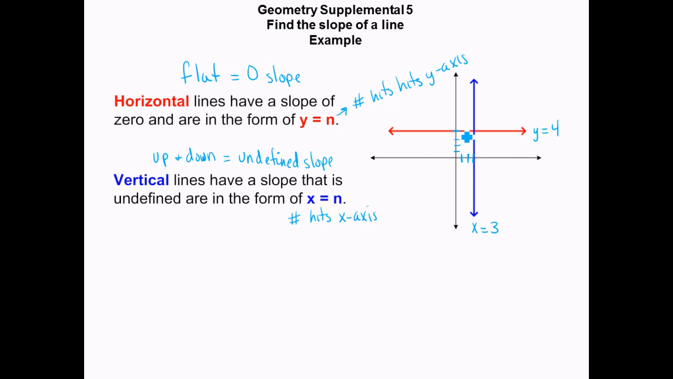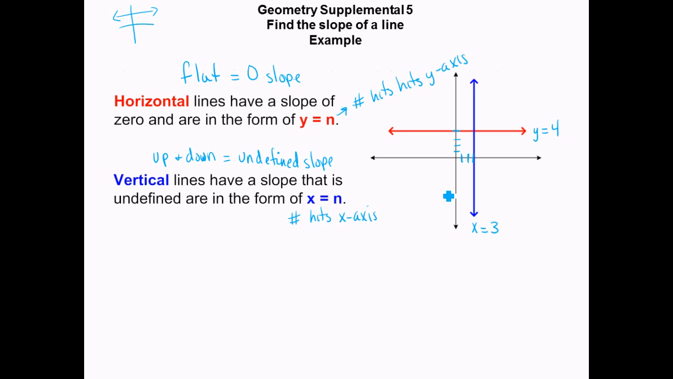You can always tell which letter. If I gave you a line, and I said, what's the equation of that line? You can tell if it's y or x, because it will hit only the y-axis or it will hit only the x-axis. And that tells you it's y equals or x equals. Does that help? Okay, did anybody need to write that down?